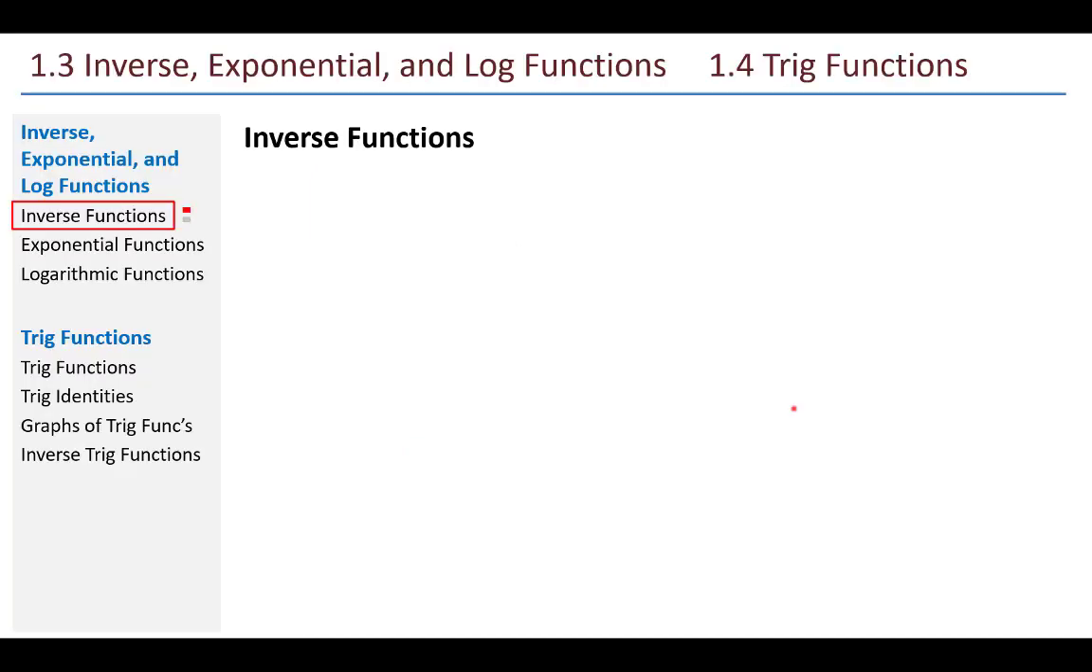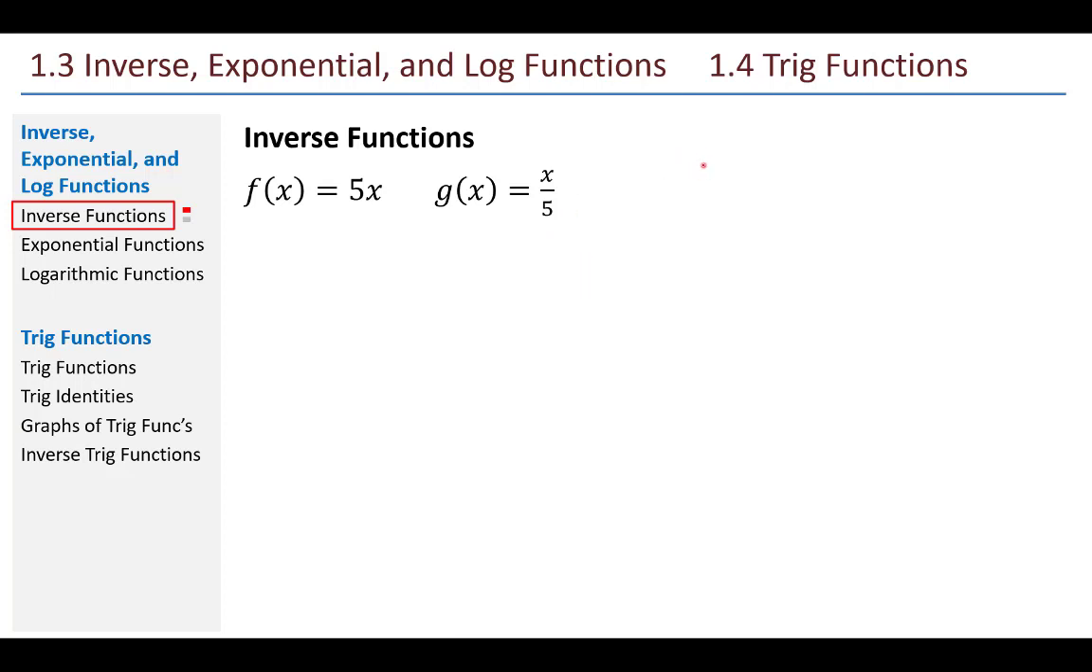So, inverse functions. That's basically when you have two functions and one undoes whatever the other does. Here's an example of two functions that are inverses. So f of x equals 5x, g of x equals x over 5. The first function takes an x and it multiplies by 5. The second takes your x and divides by 5.